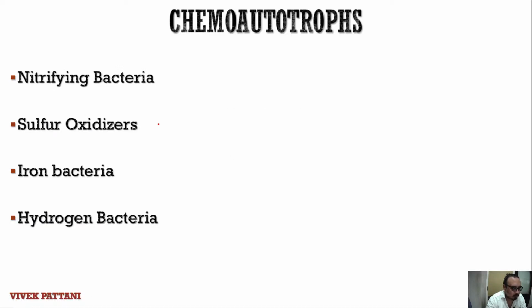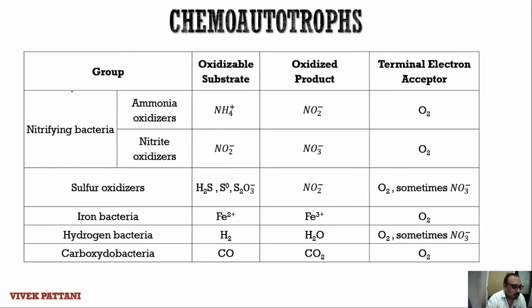The groups which are included in the chemoautotrophs are nitrifying bacteria, sulfur oxidizers, iron bacteria, and hydrogen bacteria. And now I am going to start with the nitrifying bacteria. Before starting, I will give you a general overview of all the chemoautotrophs. Nitrifying bacteria: there are two types. One of them is the ammonia oxidizers, and the second is the nitrite oxidizers.